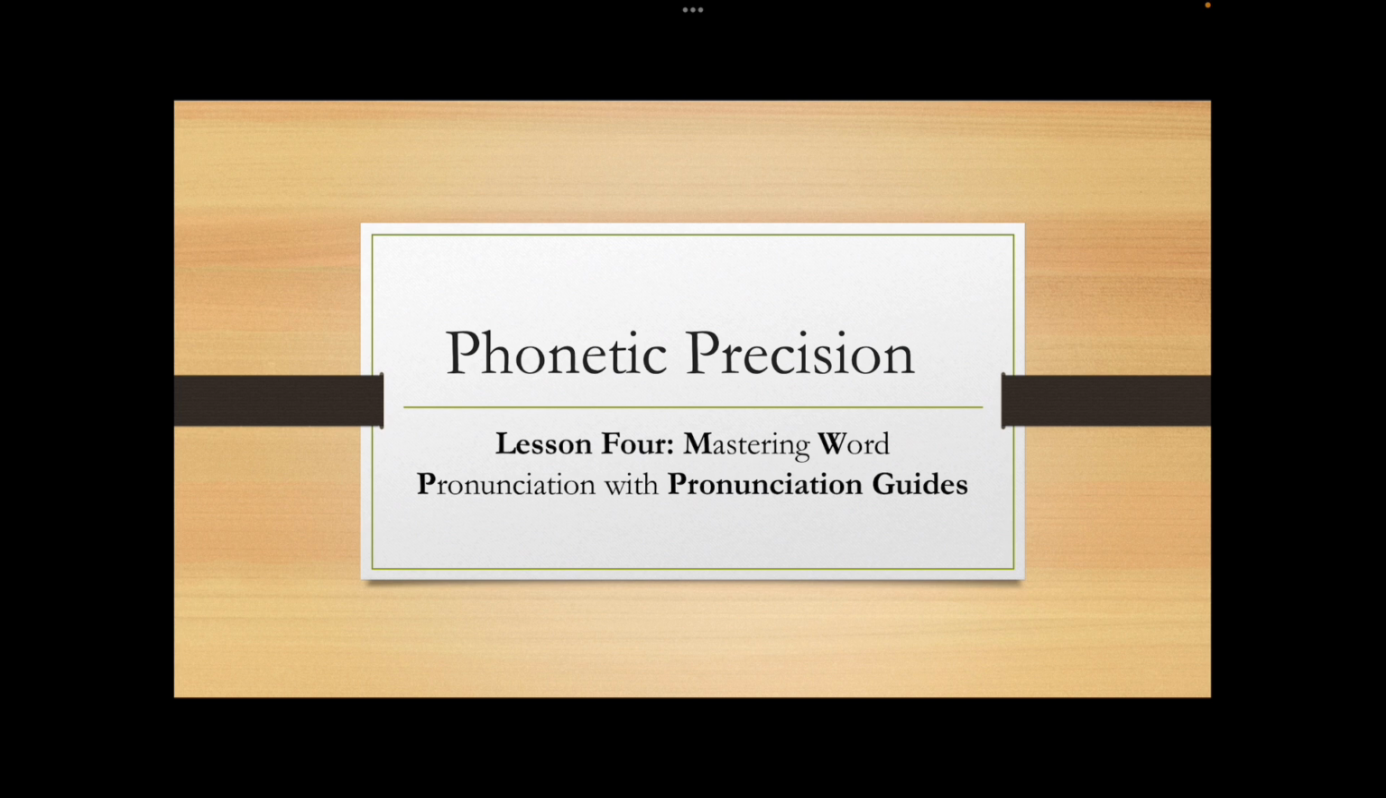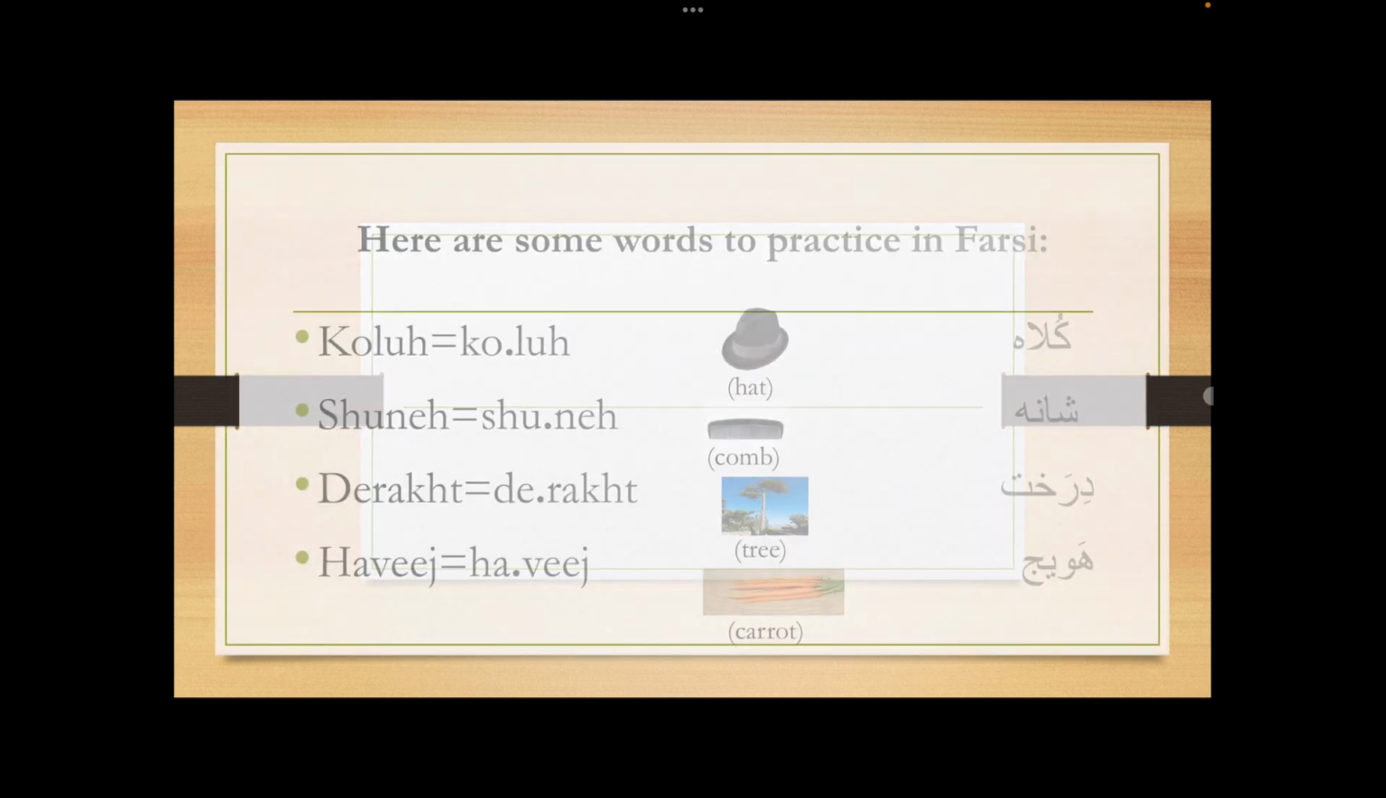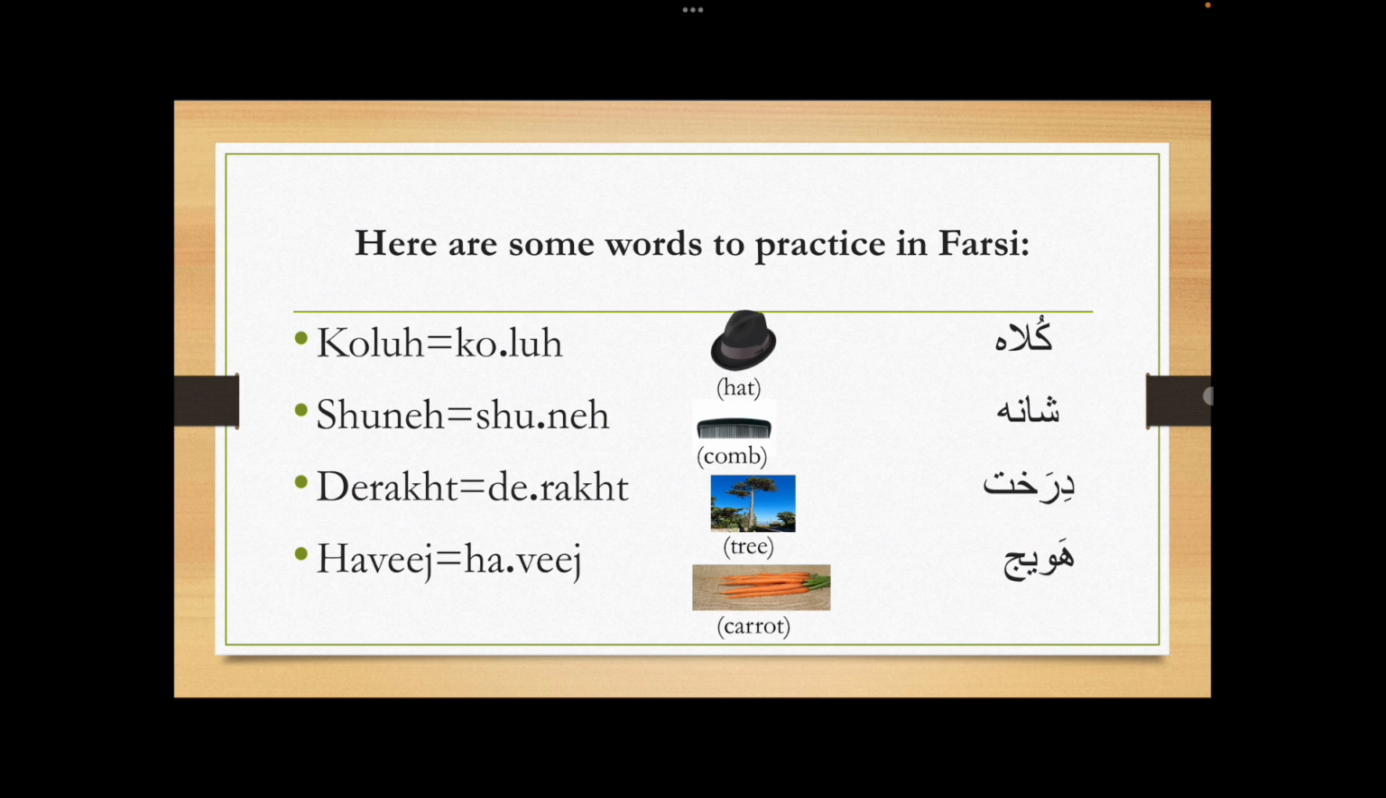So let's get started with today's lesson, Phonetic Precision, Lesson 4, Mastering Word Pronunciation with Pronunciation Guides. So again, the whole point of this particular lesson is to just emphasize the importance of putting the period and how we are separating the word into two syllables.